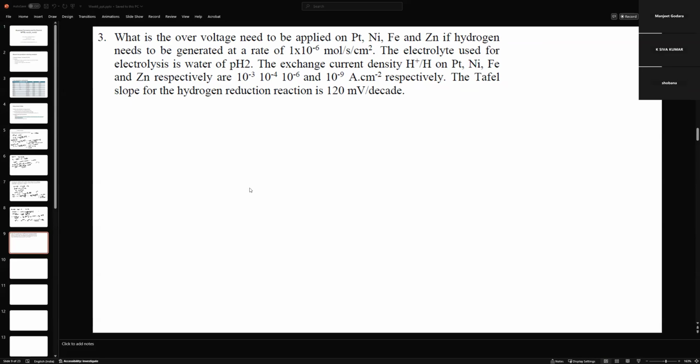Okay, so the third question is what voltage needs to be applied on platinum and zinc? Halogen needs to be generated. The electrolyte used for the catalysis is water. The exchange current density for H plus reduction is given on different metals, platinum, nickel, iron, zinc, with values minus 3, minus 4, minus 6, and minus 9 respectively. The Tafel slope for the hydrogen reduction reaction is given.